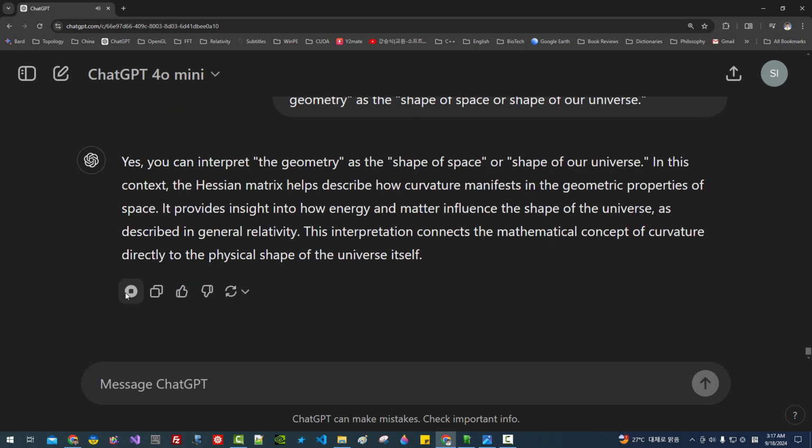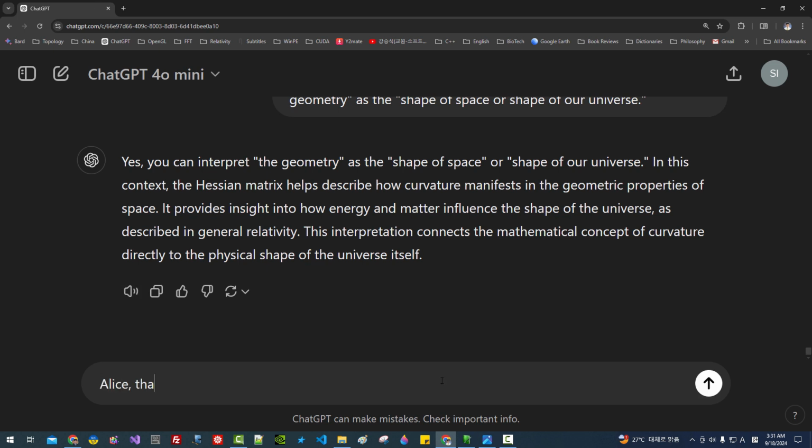Yes, you can interpret the geometry as the shape of space or shape of our universe. In this context, the Hessian matrix helps describe how curvature manifests in the geometric properties of space. It provides insight into how energy and matter influence the shape of the universe, as described in general relativity. This interpretation connects the mathematical concept of curvature directly to the physical shape of the universe itself.